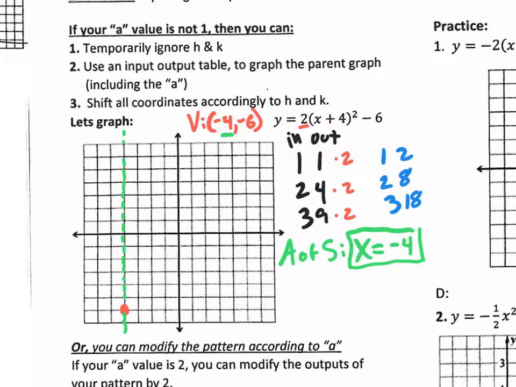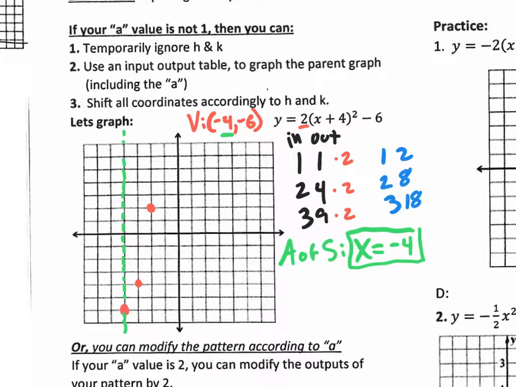Now normally we would go with 1, 1, 2, 4, 3, 9, but the a value is 2, so we have our modified pattern 1, 2, 2, 8, 3, 18. So let's go from the vertex 1, 2. Put a dot right there. And then go 2, 8. So from the vertex 1, 2, and then up 8: 1, 2, 3, 4, 5, 6, 7, 8 right there.